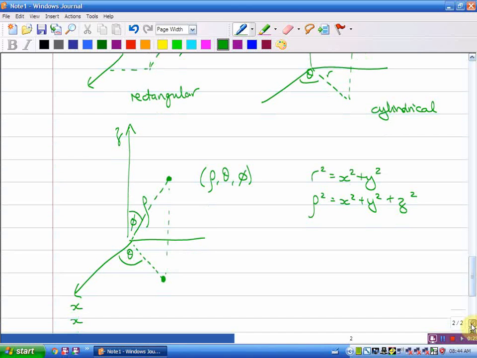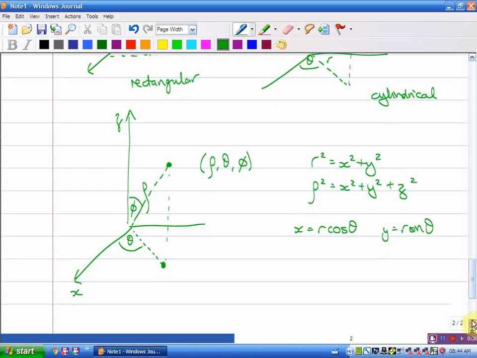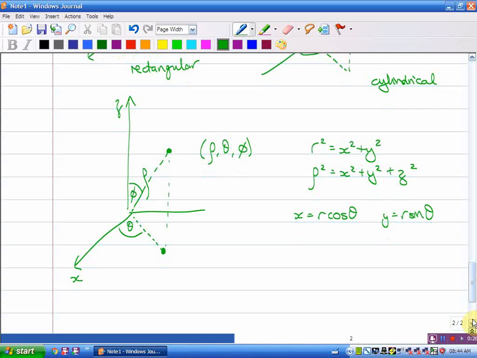Okay, what else is there? In 2 dimensions, we can work out x from polar. Okay, and then here are the fun ones. Here are the fun ones. X in spherical coordinates is rho cos theta sine phi, and y is rho sine theta sine phi, and z is rho cos phi. And you've got to know those.